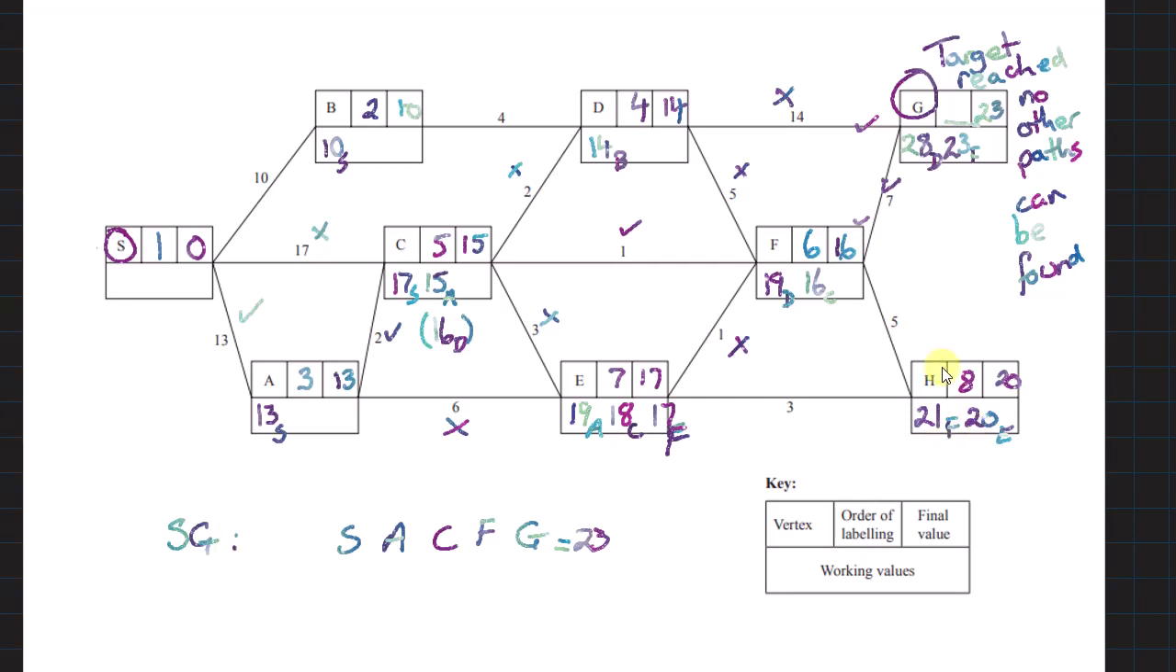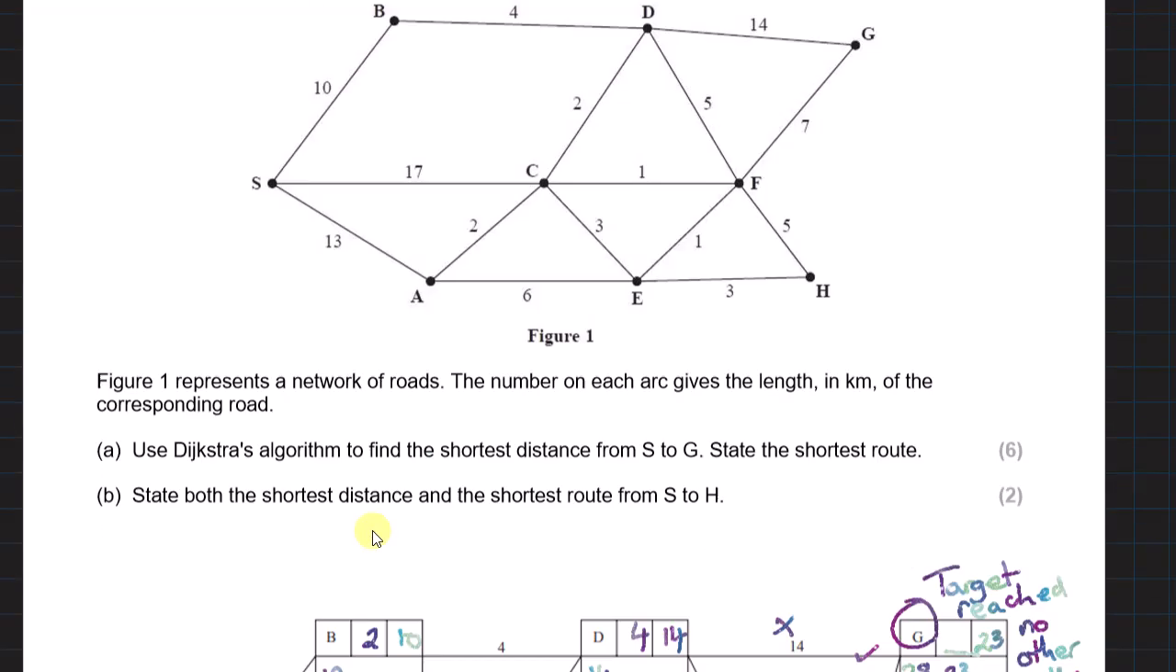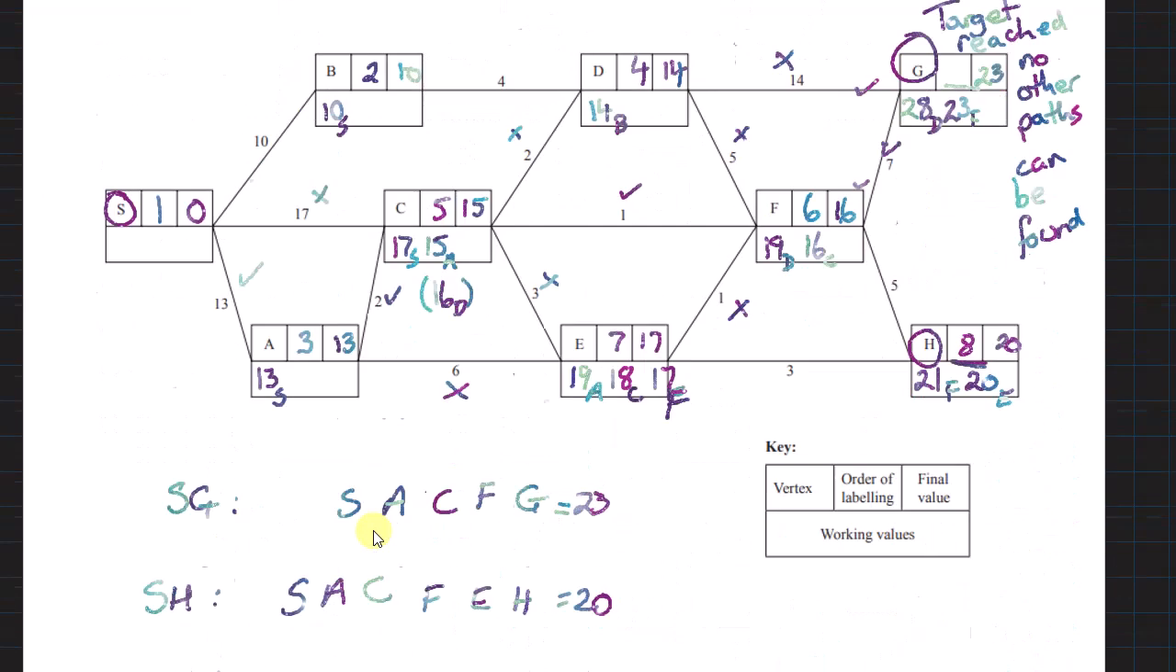I can do the same thing for SH. Now SH has been processed. I can actually go back and say SH as well. So SH costs 20 and do the same thing. I can run it backwards. H goes to E. E goes to F. F then goes to C. C goes to A. And A goes back to S. And we go 13 backwards. Okay, they're my two solutions to those two questions.